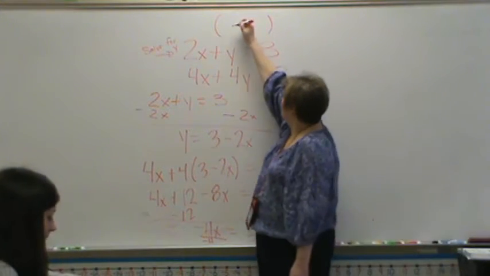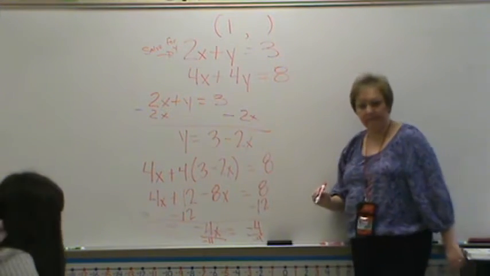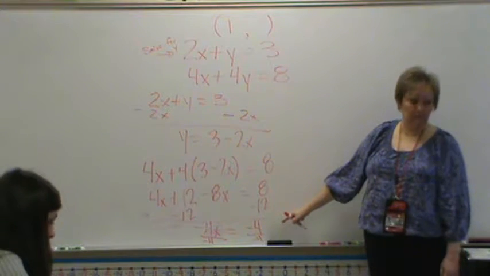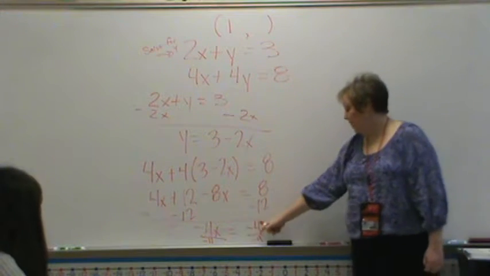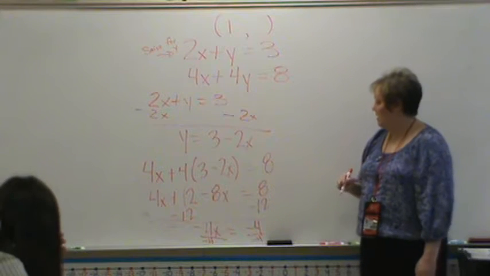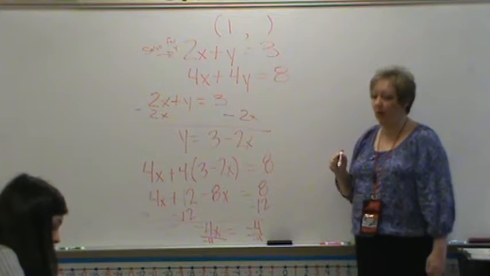1. Why is it positive 1? Correct. Negative divided by negative here is a positive. You're correct. Okay, now that I know that x is 1, what do I do?